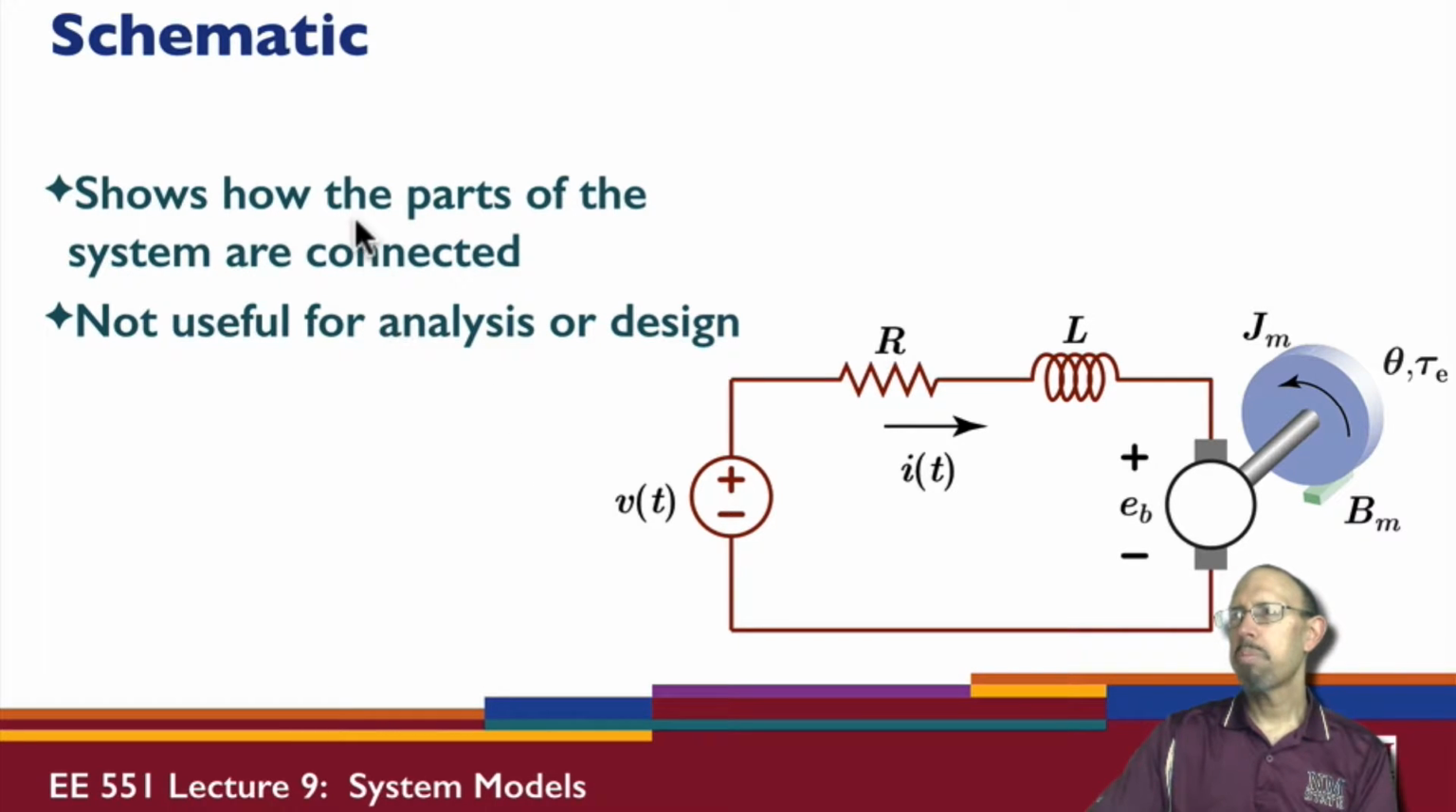A schematic diagram basically shows how parts of a system are interconnected. So this is an example of a schematic diagram, and it shows that this is a schematic diagram for a permanent magnet DC motor controlling an inertial load with friction. And in general, the schematic is not particularly useful for analysis or design, but it represents the physical aspects of the system. And so it is a useful model of a system.